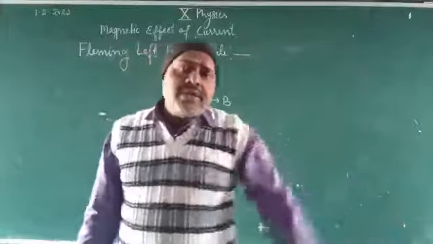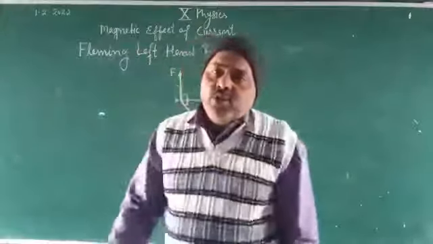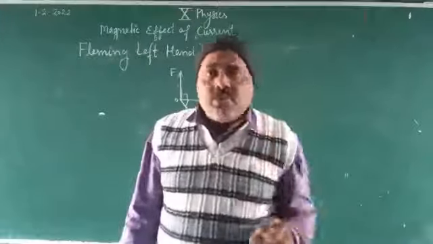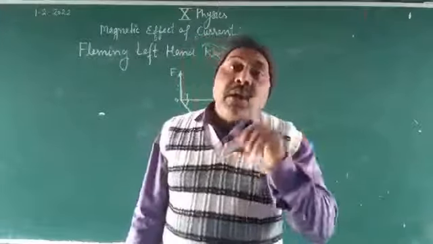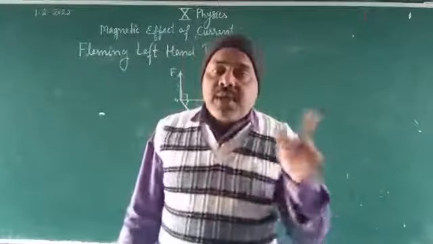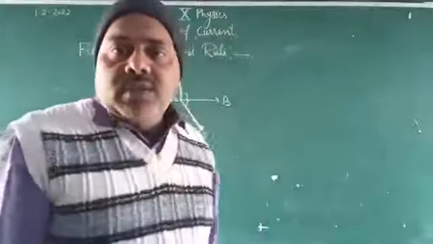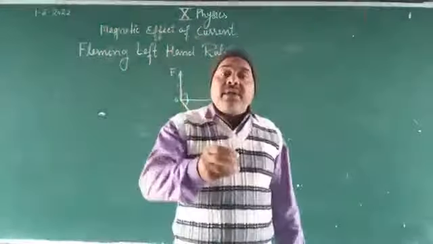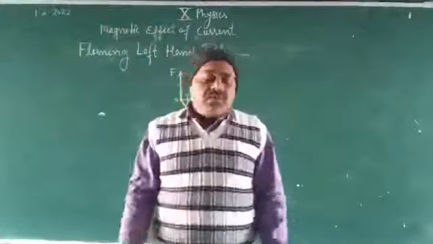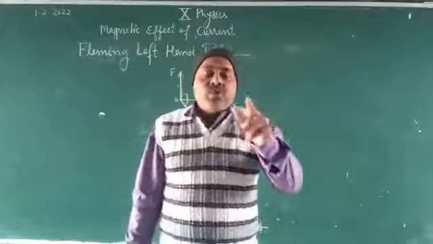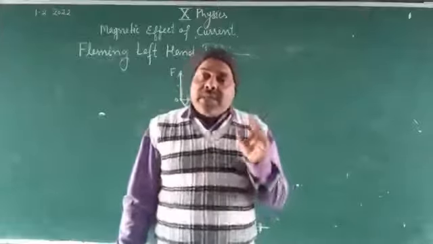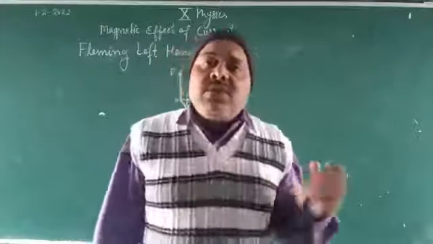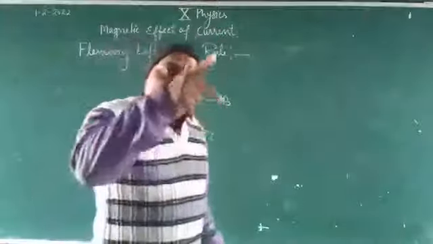Where we have to find the direction of induced current, we can use Fleming right hand, and where we have to find the direction of force or the direction of motion of conductor, we can use the Fleming left hand rule. There are two rules, Fleming left hand and Fleming right hand. Fleming right hand rule we can use to determine the direction of induced current, but Fleming left hand rule we can use to determine the direction of motion of conductor or the direction of force also. This is called Fleming left hand and this is called Fleming right hand.